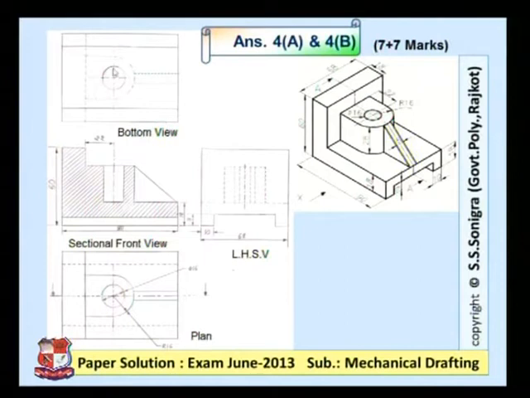This is bottom view, dotted lines. This is sectional front view, section lines, equidistant. This is plan or top view, and this is left hand side view.